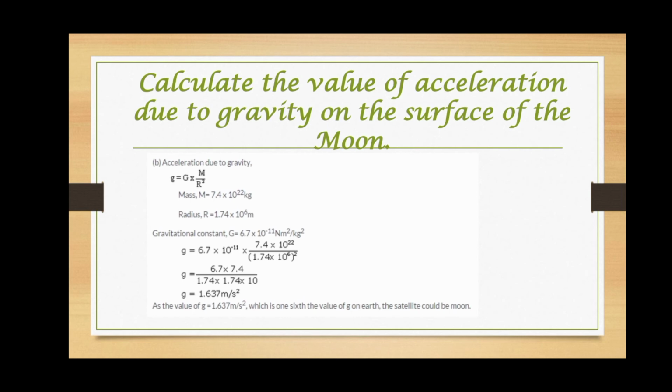Thus, the acceleration due to gravity on the surface of the Moon is 1.6 meter per second square. The value of g on the Moon is about 1/6 of the value of g on the Earth. This is because both the mass and radius of the Moon are smaller than those of the Earth.